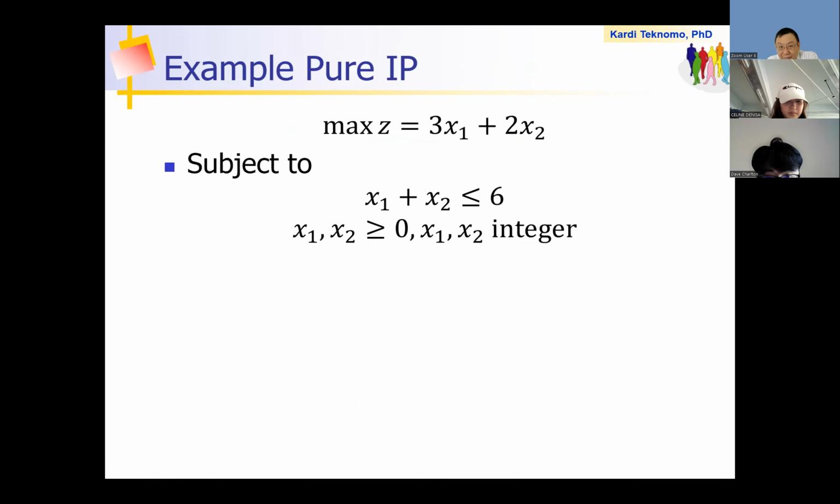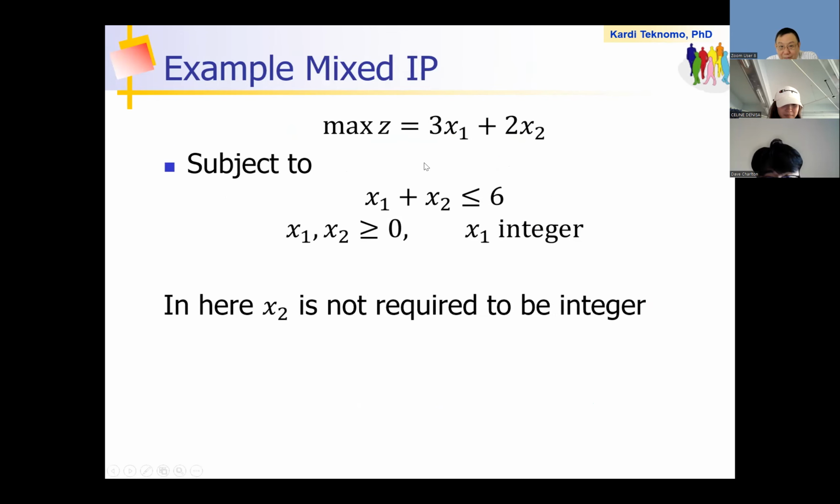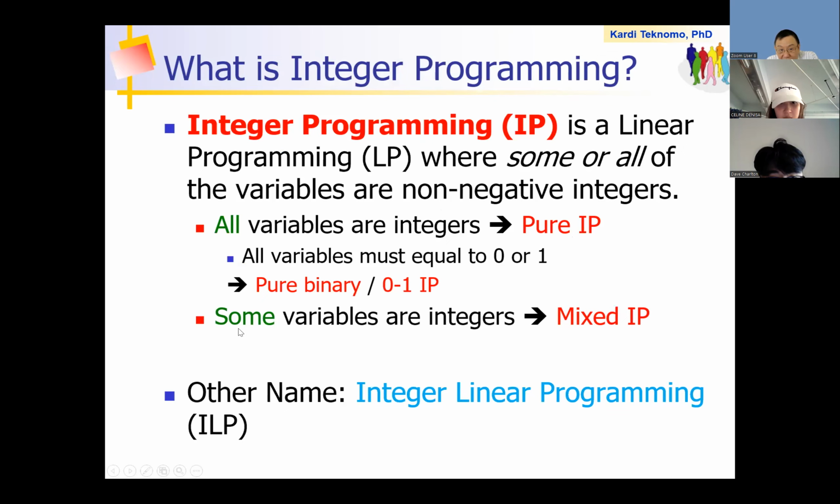Okay, next. This is called mixed IP. You see why? Because x1 is integer, but x2 is not. x2 is not required to be integer. So this is called mixed IP. If some of the variables are integer, but not all, this is called mixed IP. Clear?